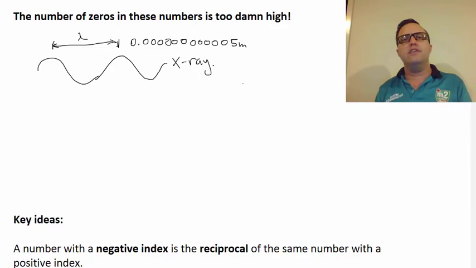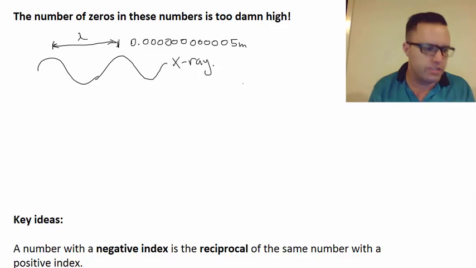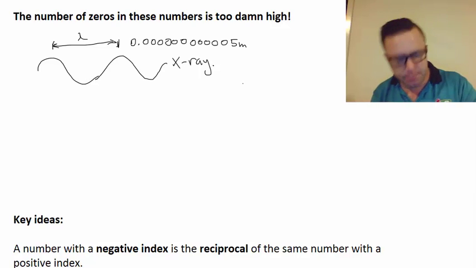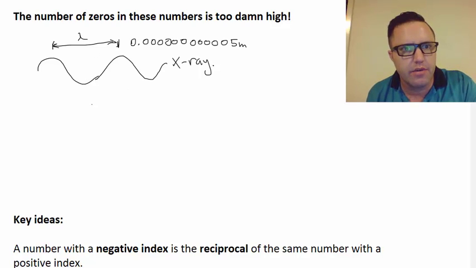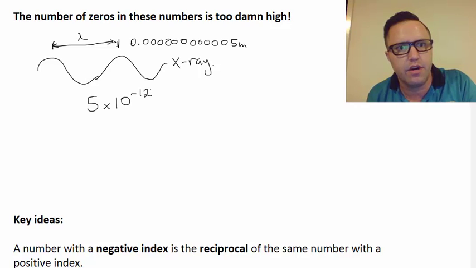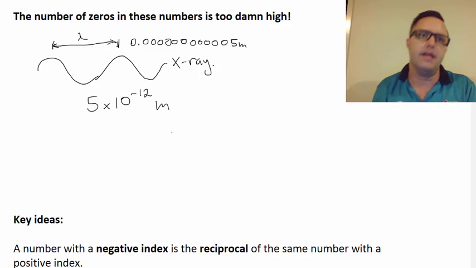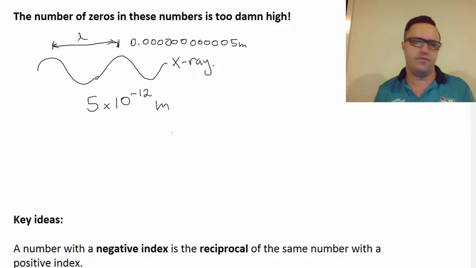And if you're going to write that, it is so annoying to have to write out all those zeros. So what we do instead is we have this way of writing called scientific notation, which is, we write that instead as 5 times 10 to the power of negative 12 meters. Okay, and that just makes life so much easier for us.